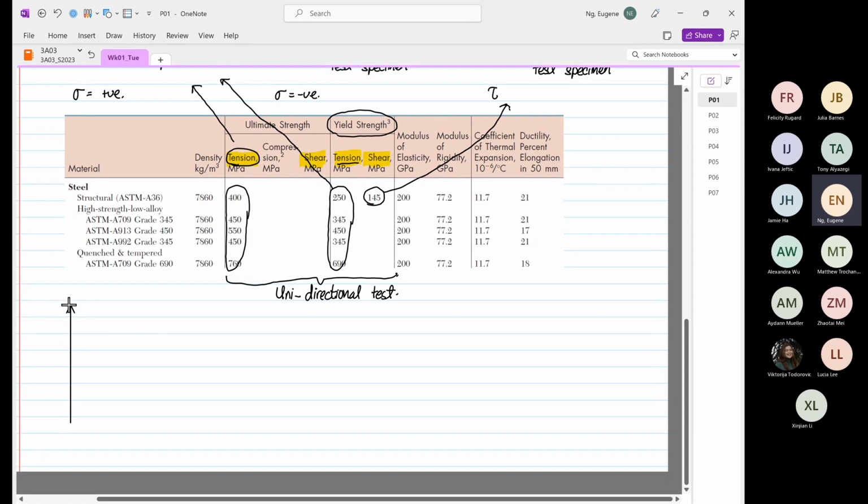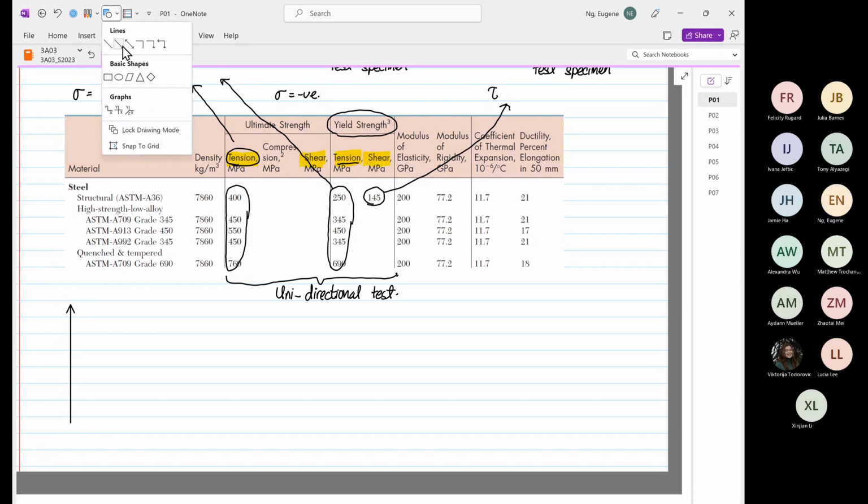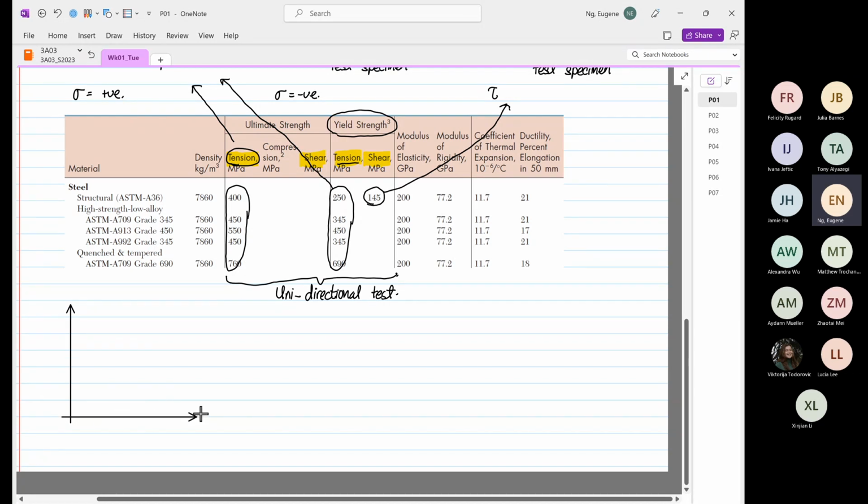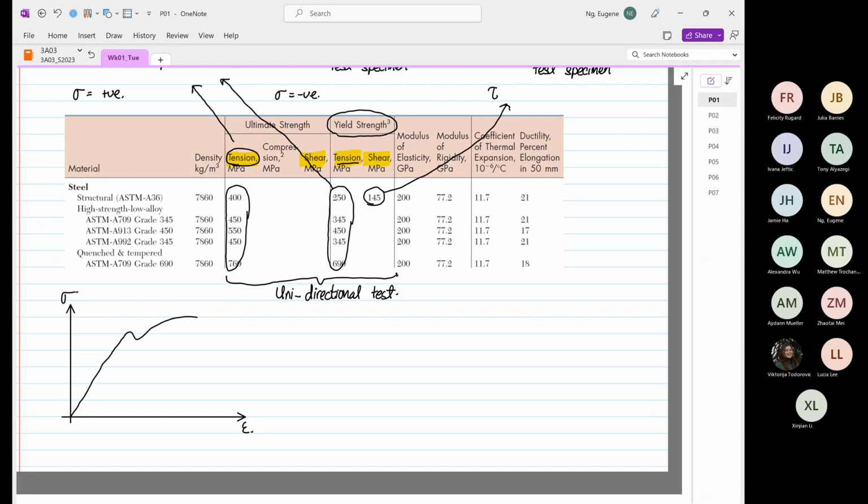So we will have one axis over here, and then we have another axis. Okay, so this is our strain, and this is our stress. Okay, so this is a standard behavior of our material. Okay, so what you will see over here, this point over here, is what we always address as yield strength. And what we will see at the peak over here is what we normally call our ultimate strength.